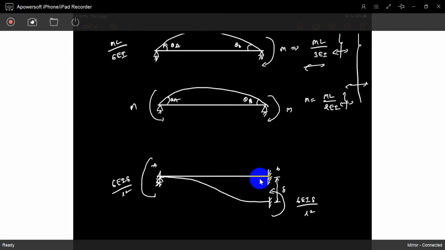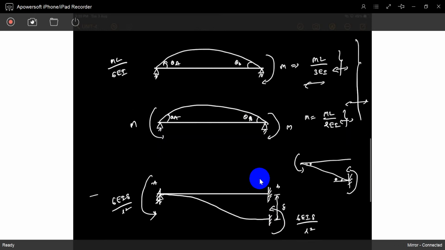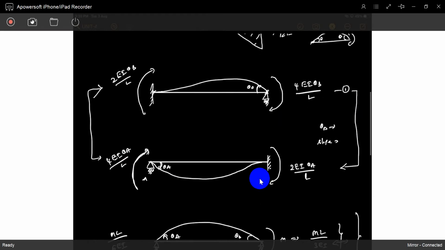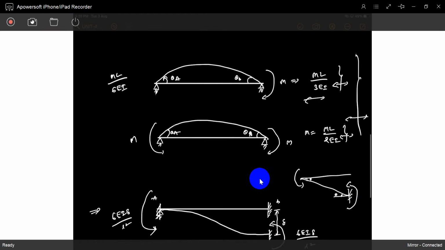How can you get this direction? We already explained. This is theta, this is theta. The fixed end moment is generated to maintain zero slope. That's why it will become like this. Okay, that's it. These are sufficient, just this one and these two are sufficient. How are they sufficient? I will show.